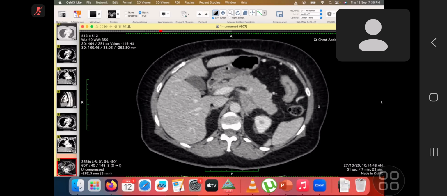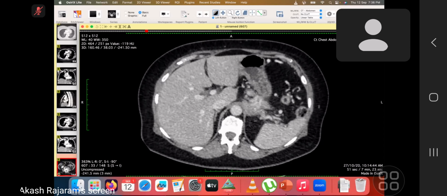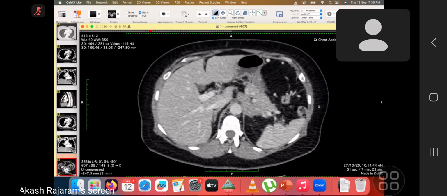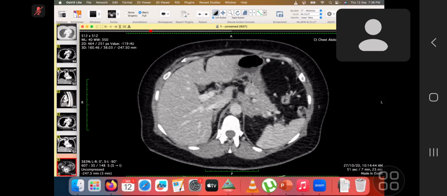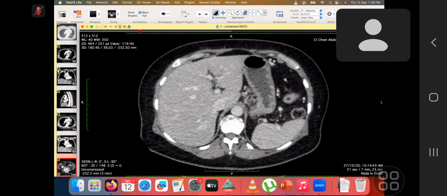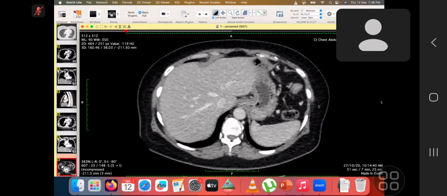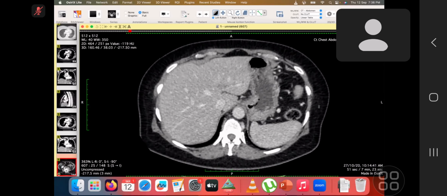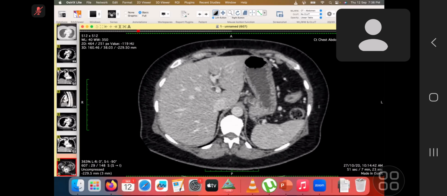And it is encasing the splenic artery, so I would correlate again with the history of the patient. If the patient has any history of hypertension or anything, I would keep the differentials here, like the pheochromocytoma or paraganglioma here.